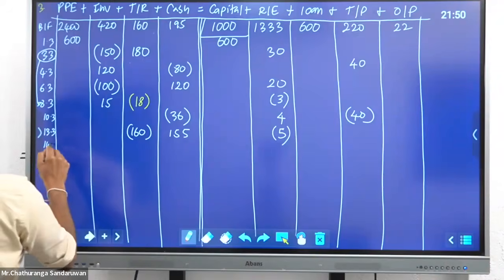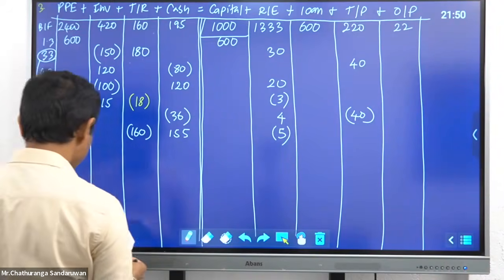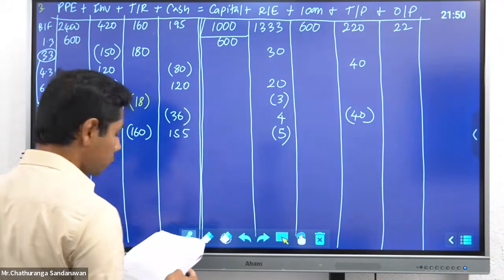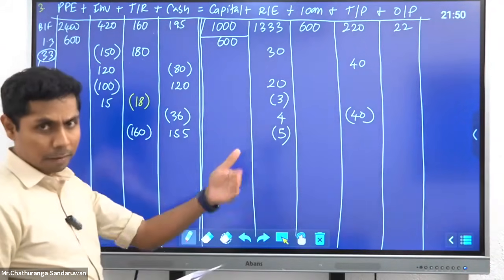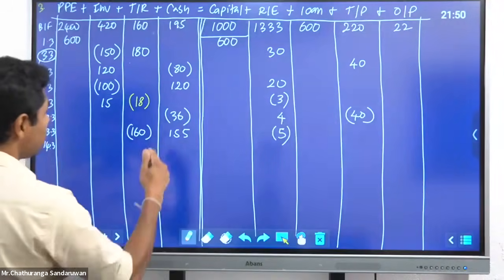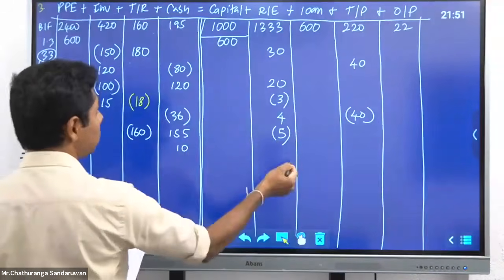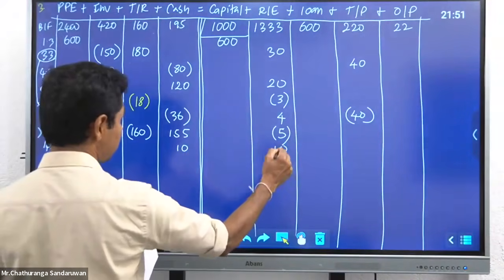Then 14th of March, a debt of 10,000 which had previously been written off as bad debt was received. Previously written off bad debts has been received in the current month. So simply what we can do is we can take it as an other income. So cash increased by 10, as it is an other income, retained earnings increased by 10.